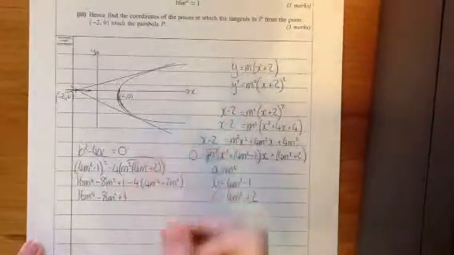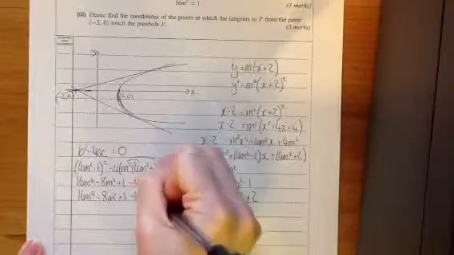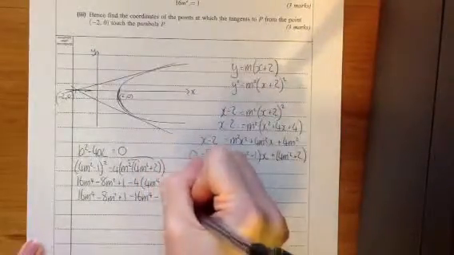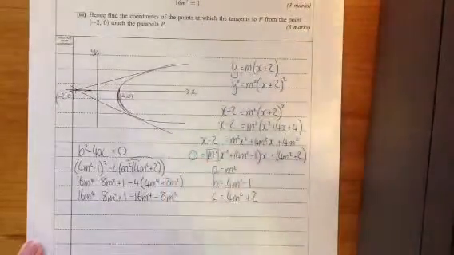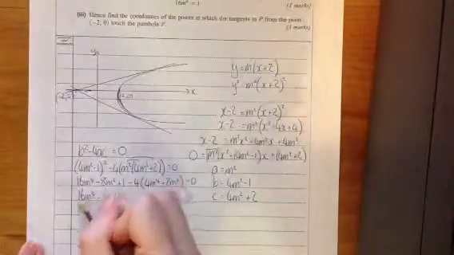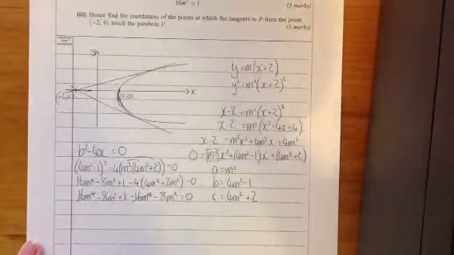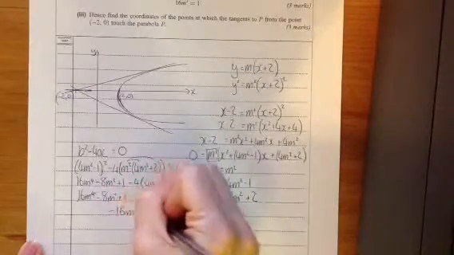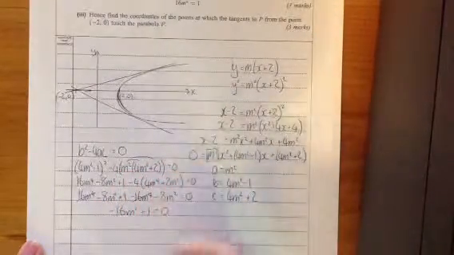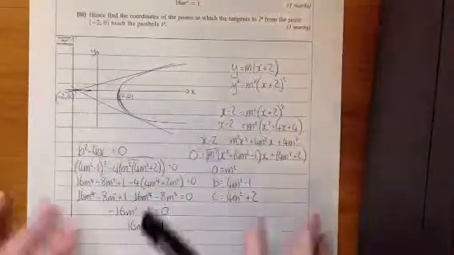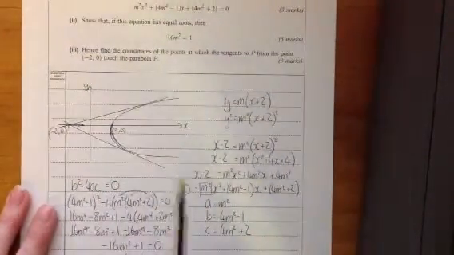So we'll keep 16m to the 4 minus 8m squared plus 1. And then we've got minus 4 times 4, so minus 16m to the 4. And then that's going to be minus 8m squared. Okay, and we're still trying to equal 0. So 16m to the 4, take away 16m to the 4, they're going to cancel out. And we're just going to be left with minus 16m squared plus 1 equals 0, which we can rearrange to 16m squared equals 1, which is what we were aiming for.